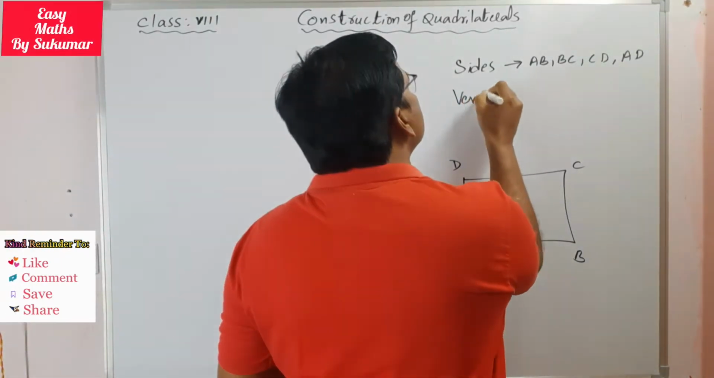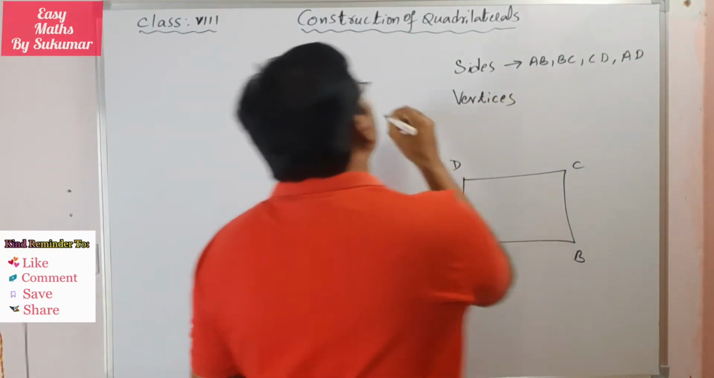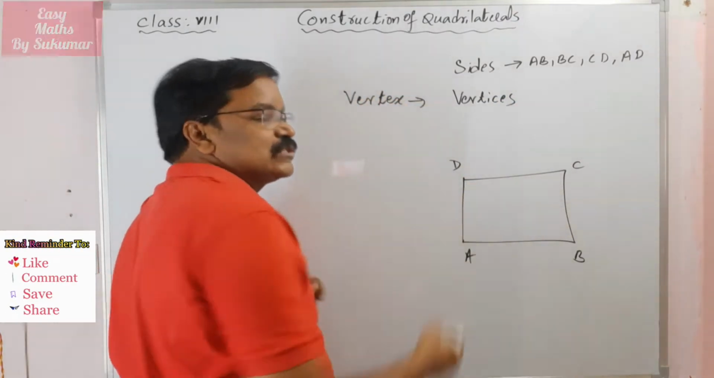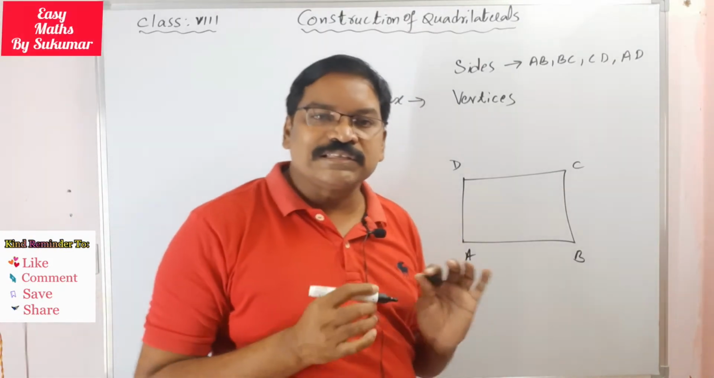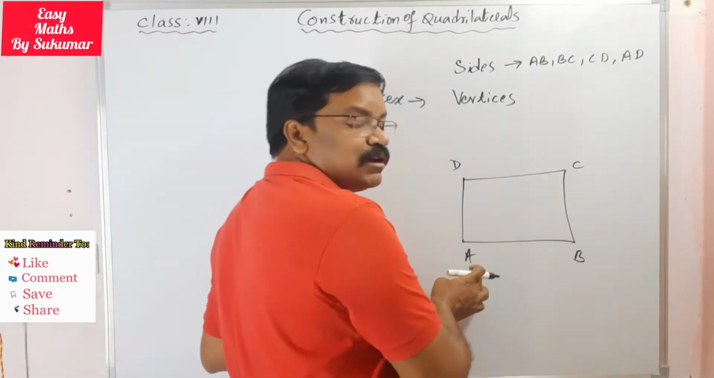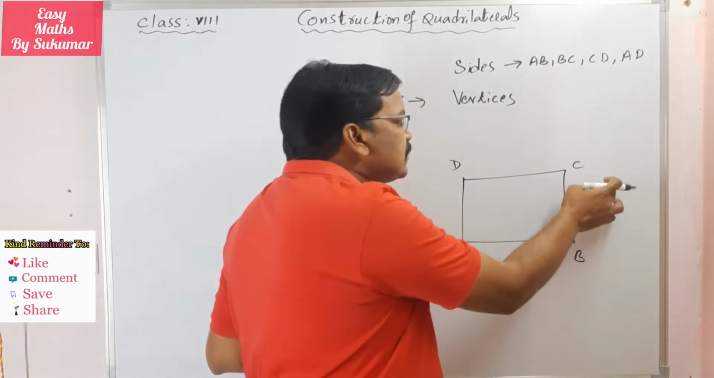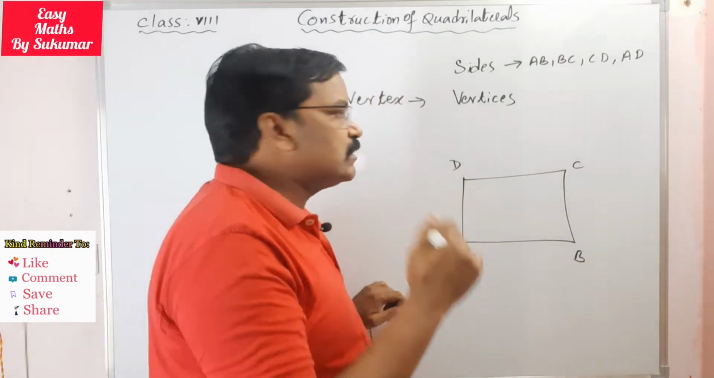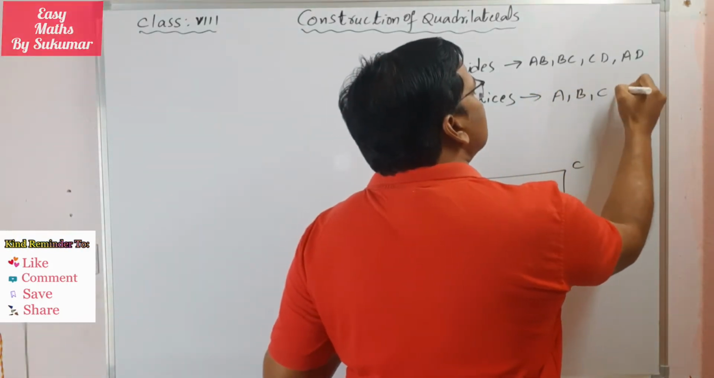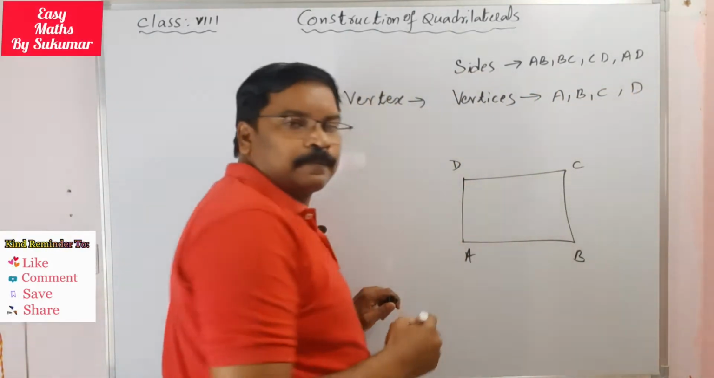What are the vertices? Actually, vertex is the singular of vertices. So, my dear students, here the vertices are A, B, C and D. These are the four vertices.